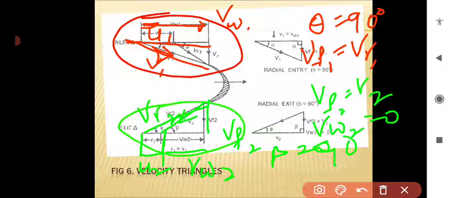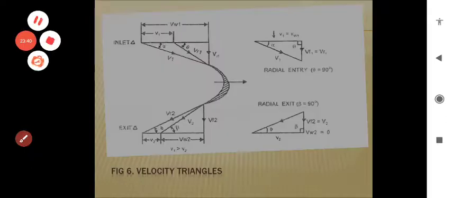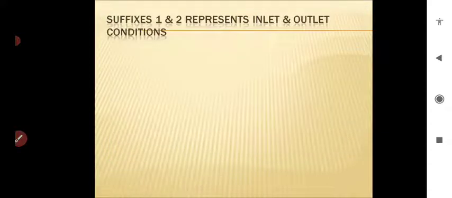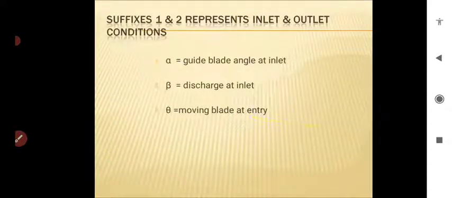These are the velocity triangles for inlet and outlet of the Francis turbine. We know that here alpha is the guide blade angle at inlet, beta is the discharge angle, theta is the moving blade angle at entry, and phi is the moving blade angle at exit.